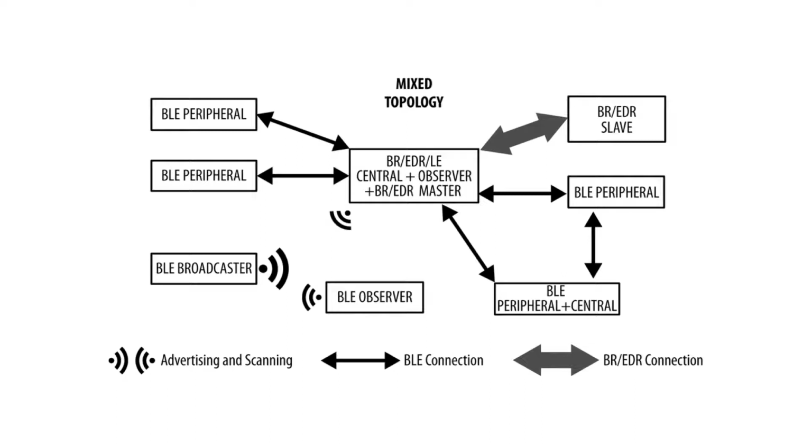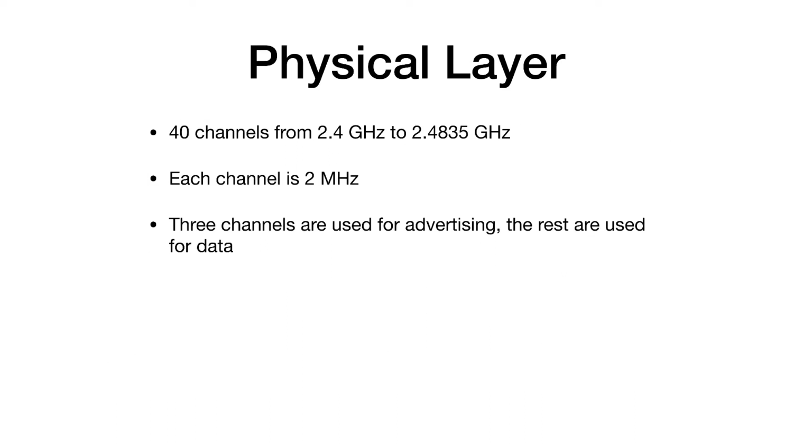Okay, in terms of the physical layer for Bluetooth Low Energy, there are 40 channels in the 2.4 gigahertz range. And this range should look familiar to you because it's the same range as Wi-Fi.